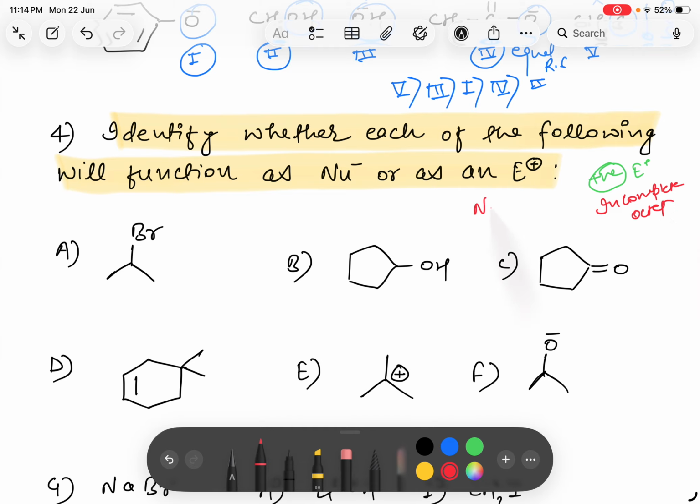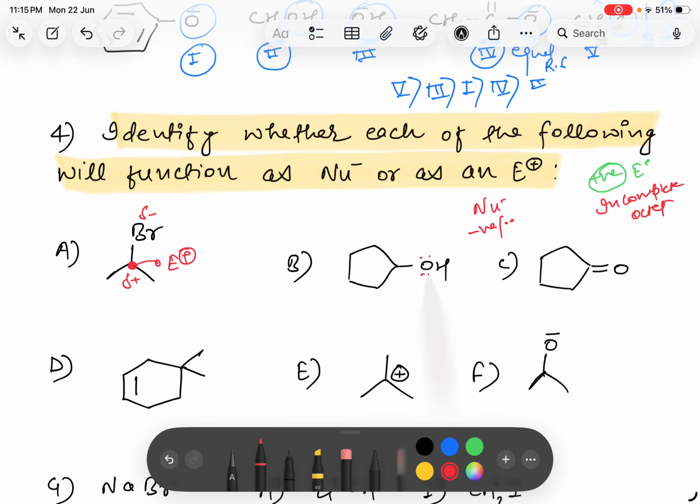While in the nucleophile, the negative charge and lone pair. So look at this one. This is a polar bond. Bromine is more electronegative, carbon is less electronegative. So this carbon is delta positive, which means it would act as an electrophile. So a polar bond means the less electronegative atom behaves as electron deficient, and that can be considered as an electrophile.